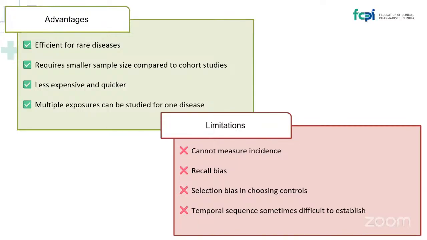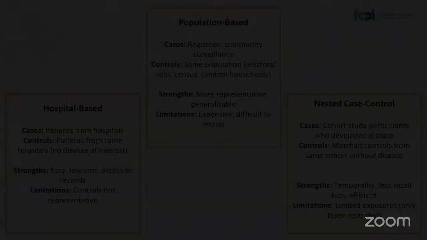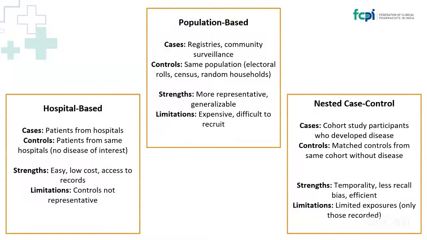Selection bias is also there because when we collect the patients for the group, it's in the hands of the investigator to decide who is to be recruited as controls. Now, case control studies are divided into three types.